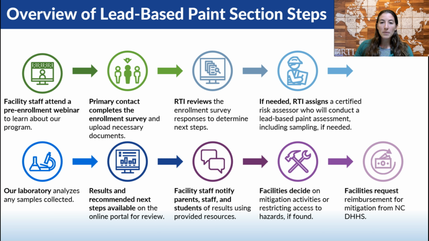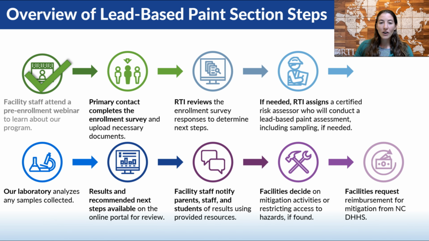We're going to quickly overview the lead-based paint section steps. The first step is attending the pre-enrollment webinar to learn about the Clean Classrooms for Carolina Kids program. And this step is completed. Following this training video, the primary contact will be ready to complete the enrollment survey and upload necessary documents. Our team will review the enrollment survey responses to determine next steps for your facility. If we determine that a lead-based paint on-site visit is needed, our program will then assign a certified lead risk assessor for your facility. The certified lead risk assessor will schedule the on-site visit with your facility and will then conduct their on-site visit, including sampling if needed.